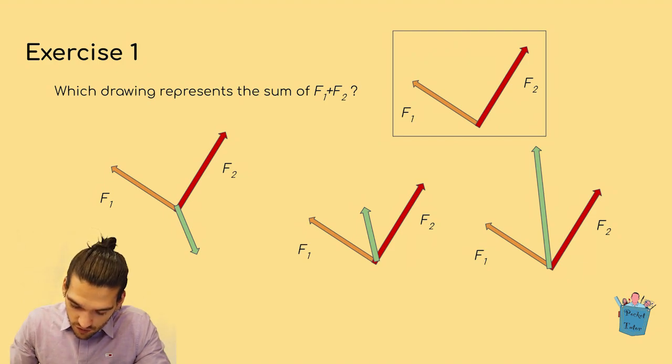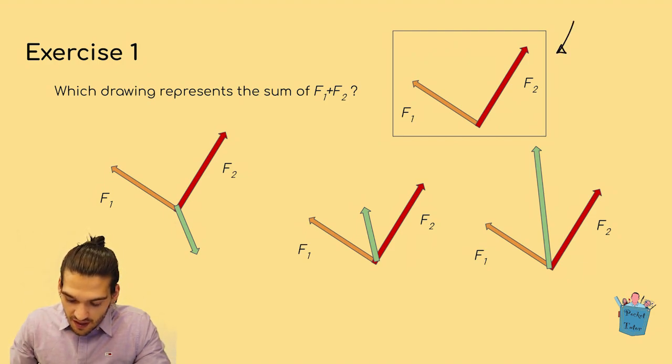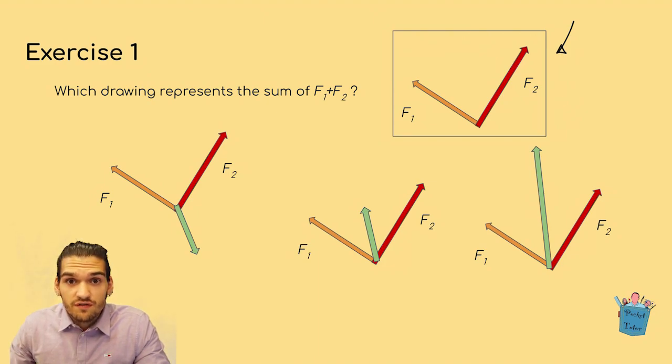Now, f1 and f2 are these two vectors. And if you remember, we talked about the sum and difference of vectors. And we have two different methods that are head to tail and the parallelogram method. We can use either one of the two. In this case, the parallelogram method is much easier since the tail of the two vectors coincide.